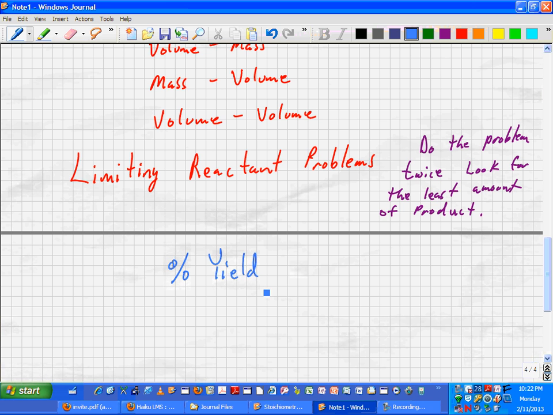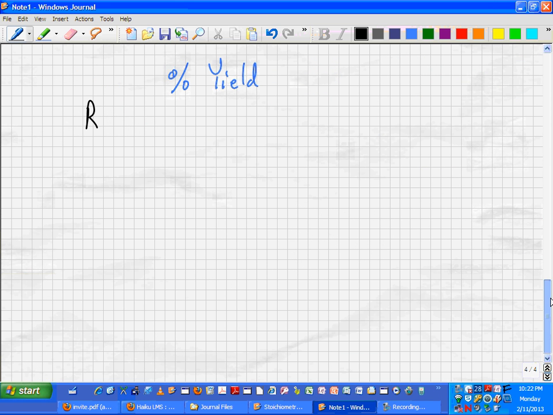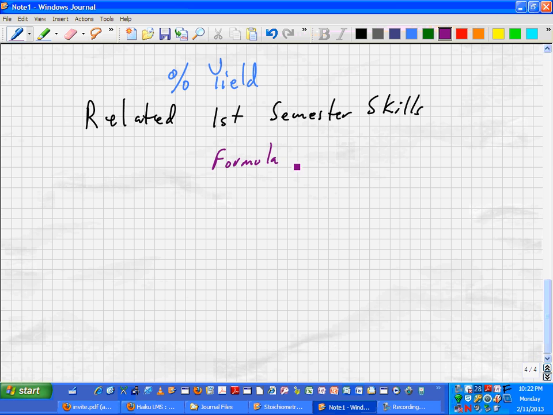Now, prior knowledge. What kinds of things should you know already in order to be able to do this stuff? So I would call these related first semester skills. In order to do any of these problems, you need to be able to write formulas. So you would need formula writing, and ions. Where might you find that? That was chapter 4 stuff. You should be able to balance equations. That was chapter 7, 8.